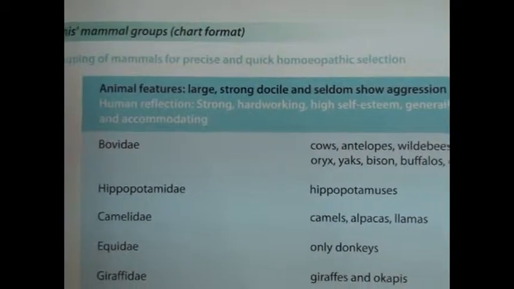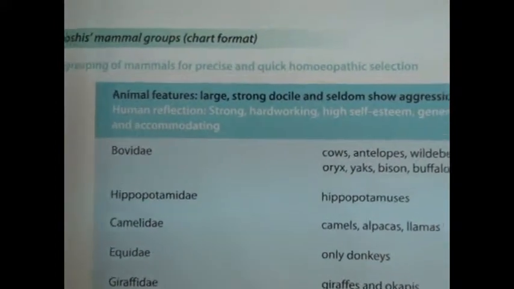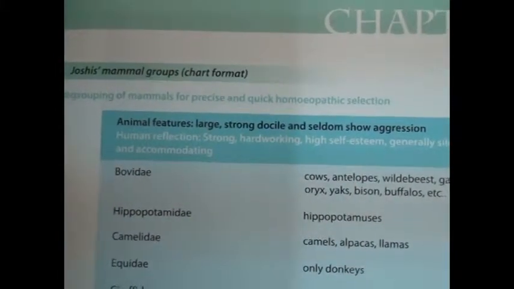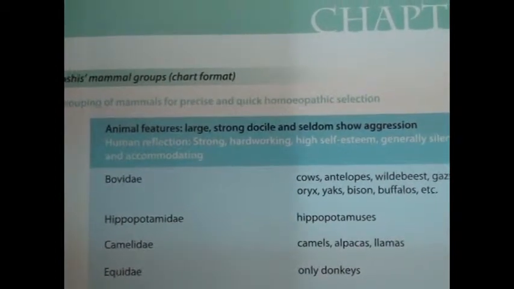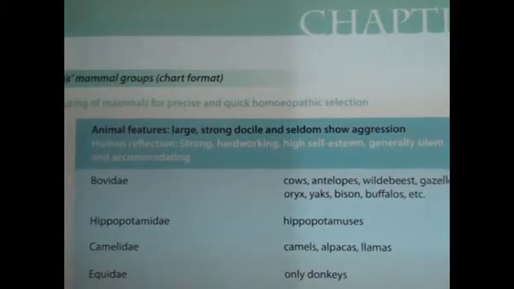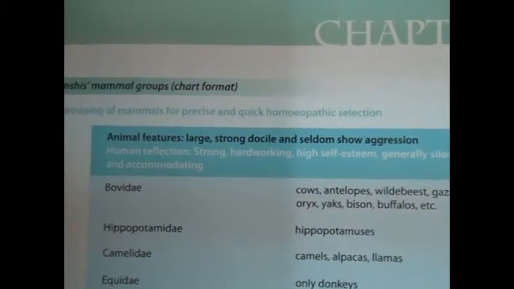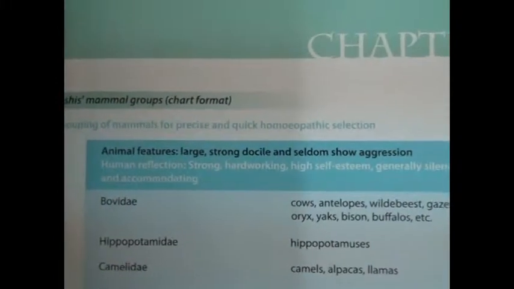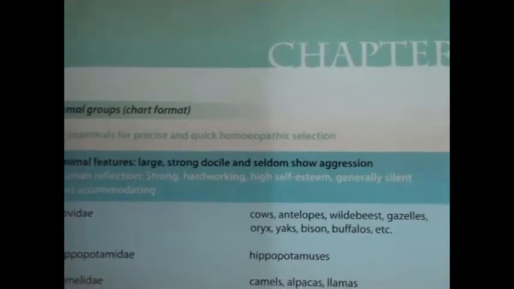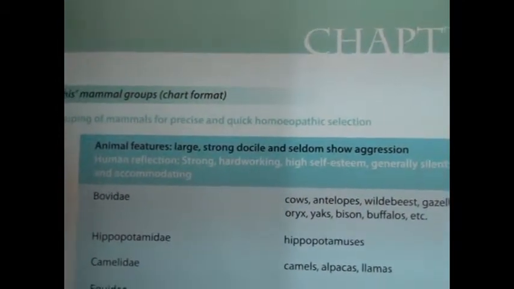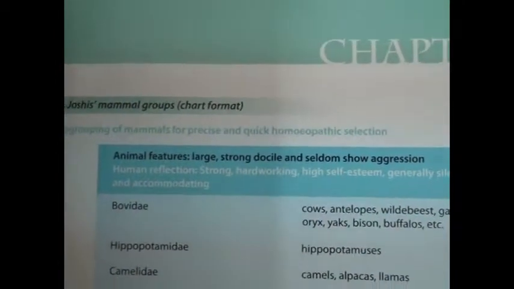For example, a strong, hard-working man with high self-esteem, generally silent and accommodating, would compare with an animal from the Bovidae or the Camelidae family, which is also a large, strong animal, yet it is docile and seldom shows any aggression. This is a chapter we call Joshi's mammal groups, where you can find the mammal for that corresponding human being, or vice versa, you can find the corresponding human being for that mammal.